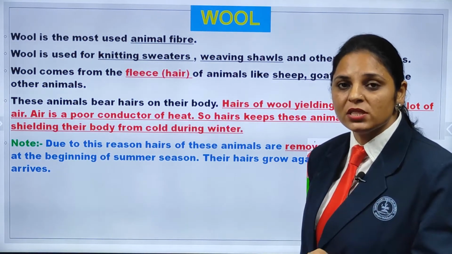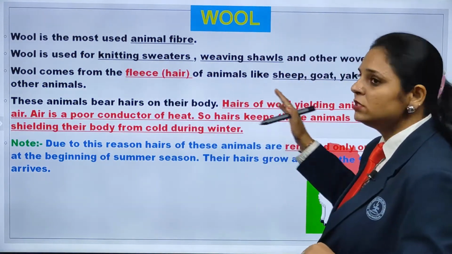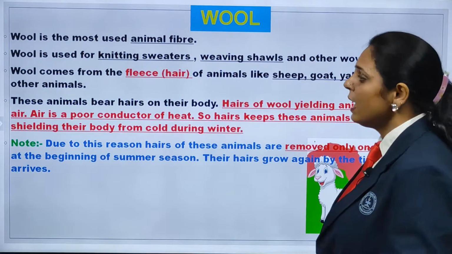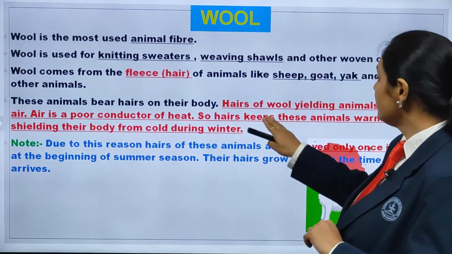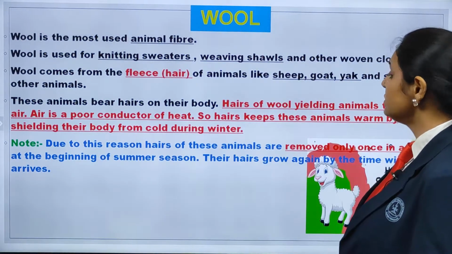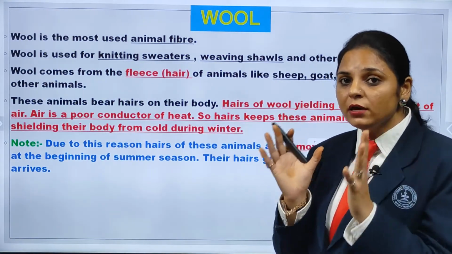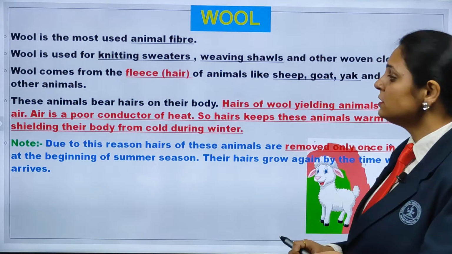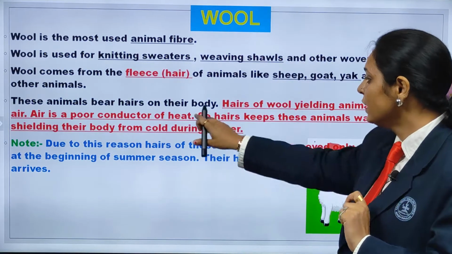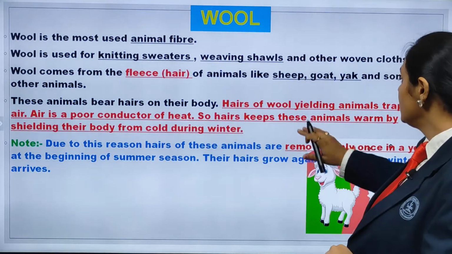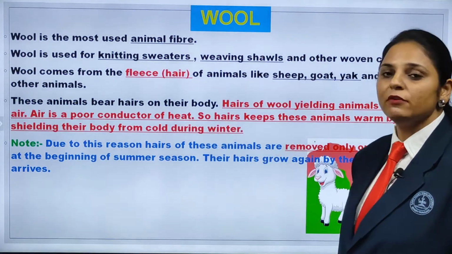I can ask you the question, what is the fleece? So fleece is the hair of animals like sheep, goat, yak, and some other animals. These animals bear hairs on their body, and the hairs of wool yielding animals trap the air. Please note it down that the hairs of the animals trap the air, and this air is a poor conductor of heat. So hair keeps these animals warm by shielding their body from the cold during the winter.